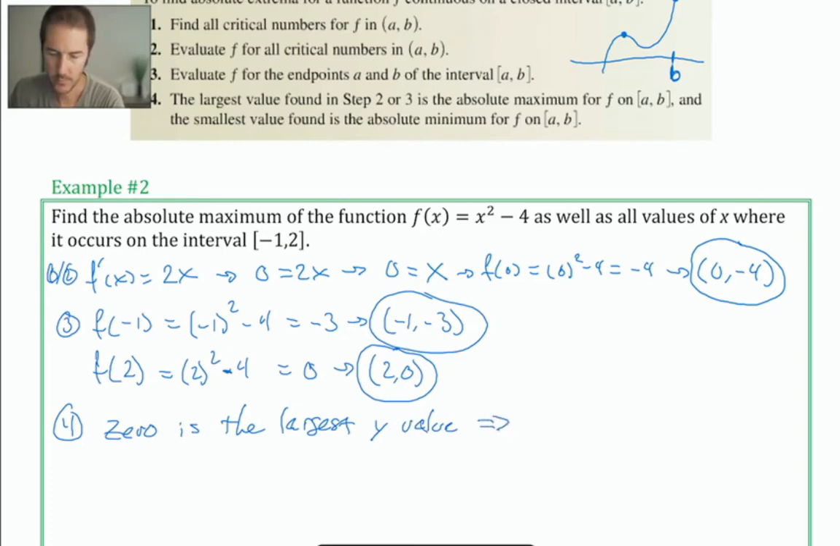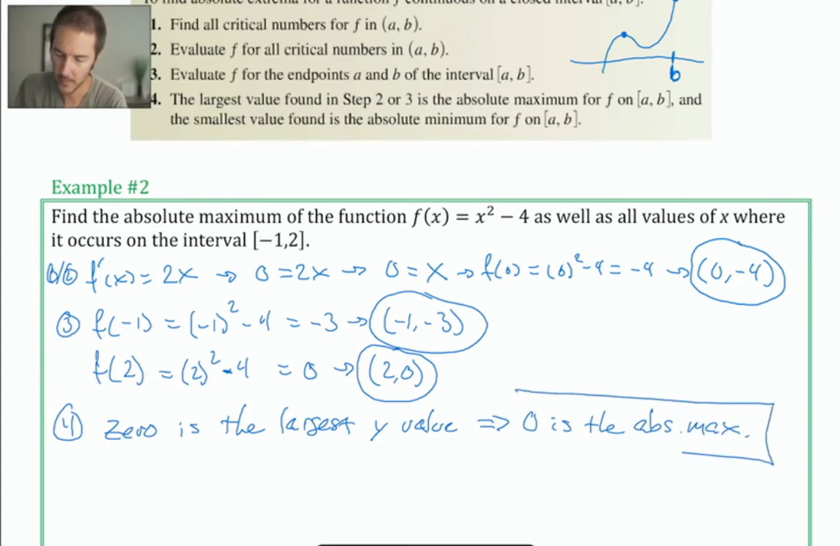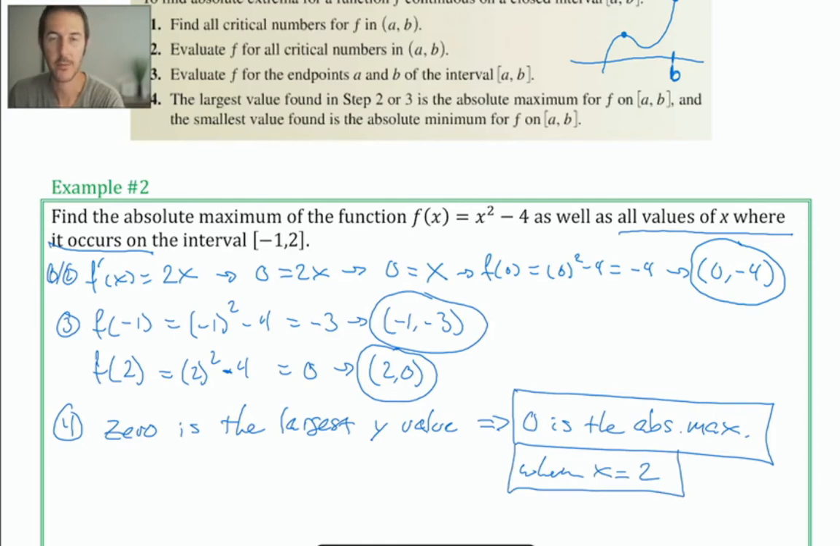Therefore, 0 is the absolute maximum. If the question says also find all values of x where it occurs, the answer to that is 0 is the absolute max when x equals 2. So that's the other part of that answer.